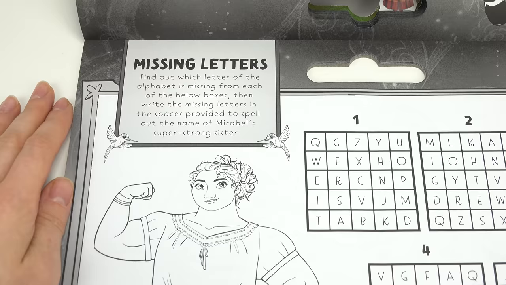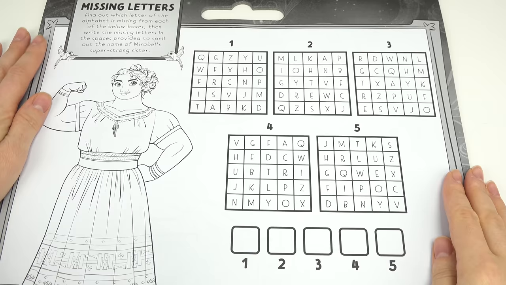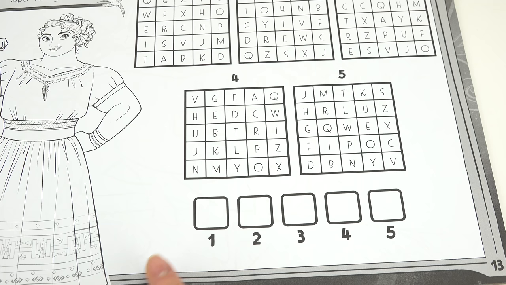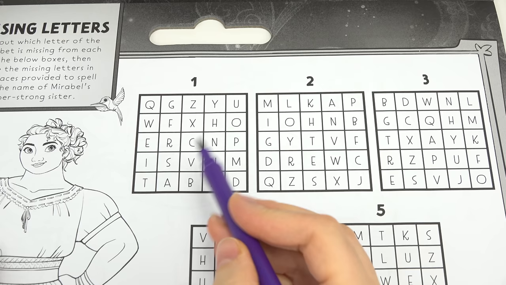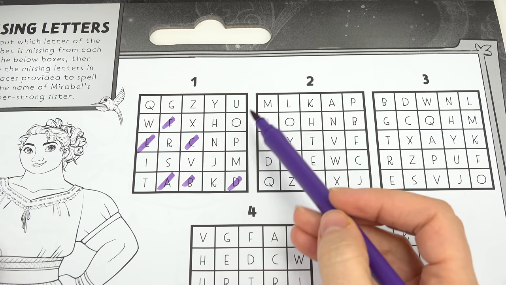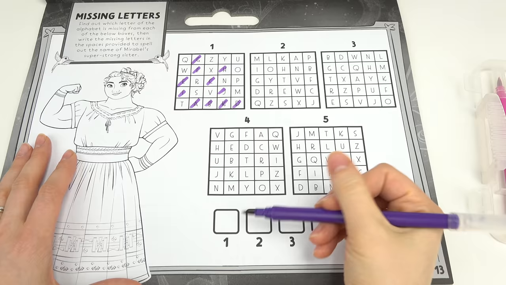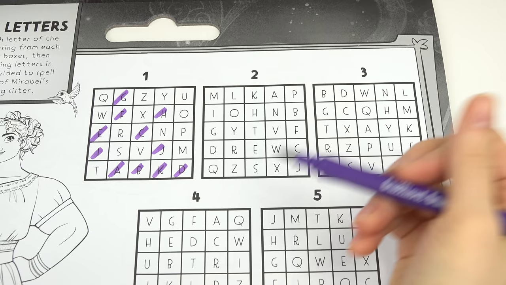Luisa has the missing letter. We have to find which letter of the alphabet is missing in each of these boxes. And then a name is gonna be revealed. The hint is she's super strong. Let's see, A, B, C, D, where's E? E, F, G, H, I, J, L. First letter that's missing is L. Let's do the same with all of these.